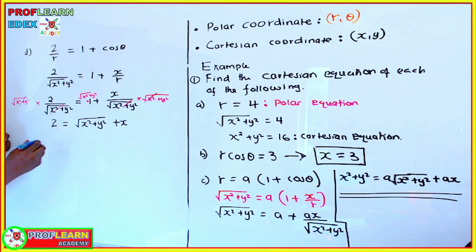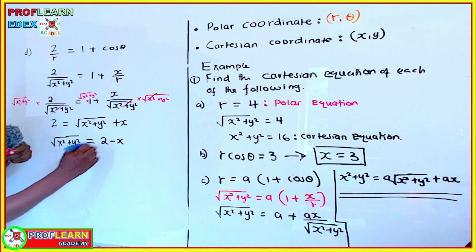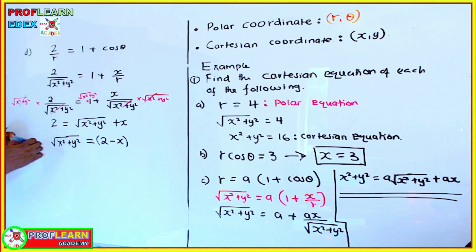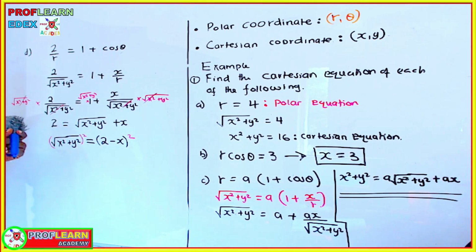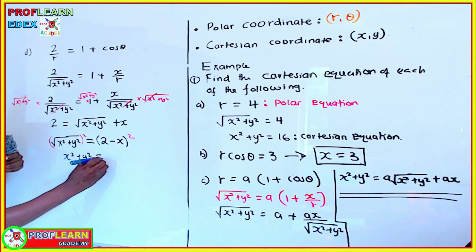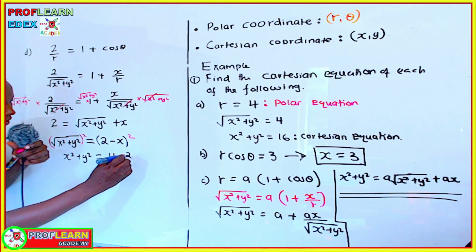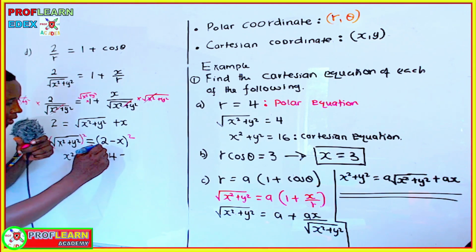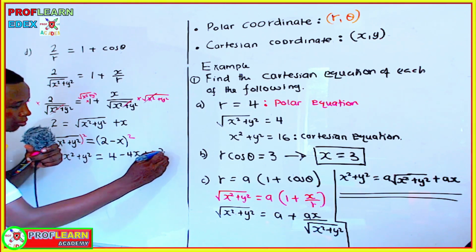So I can say root x squared plus y squared equals 2 minus x. This can be squared, so we can square both sides. If you square that, you are going to remain with x squared plus y squared equals what? If you expand this, we are going to have 4 minus 4x plus x squared in that case.